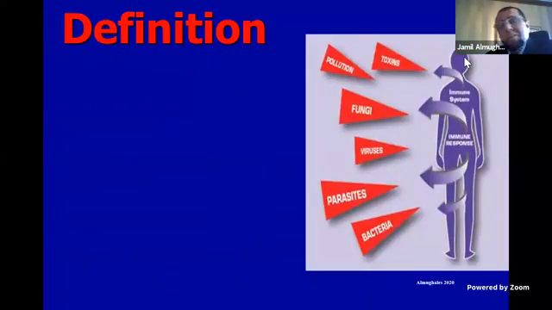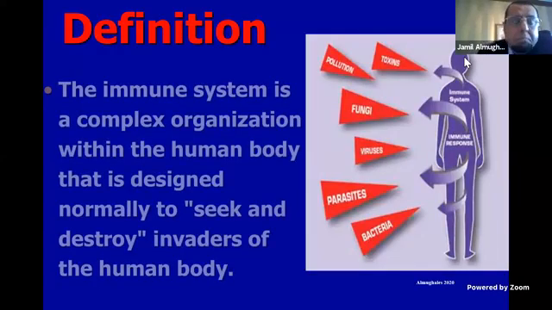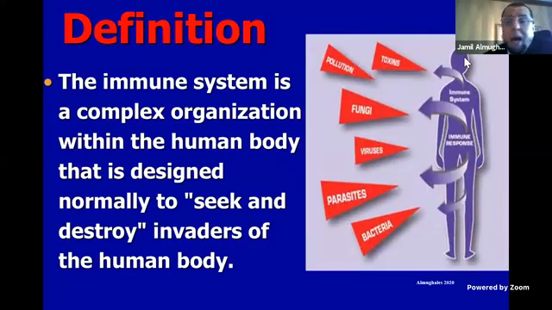This is a basic definition of the immune system. Most of you may know it: the immune system is a very complex organization within the human body, designed to seek, protect against and destroy the invaders or enemies of the human body. These enemies could be viruses, parasites, bacteria, fungi, pollution, toxins. We have millions of enemies around us. Without the immune system, we cannot live even for a matter of days.